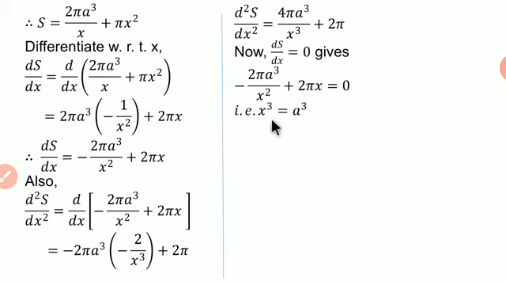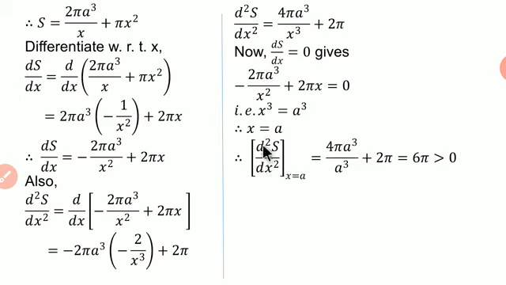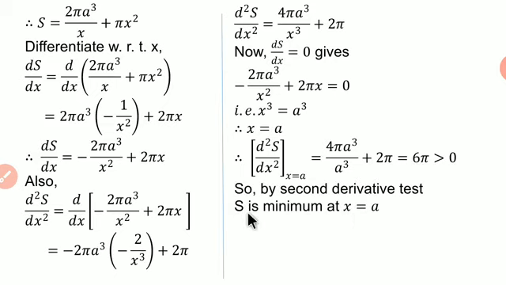So here, if we divide by 2 pi and multiply by x square, we get minus a cube plus x cube is equal to 0, that is x cube is equal to a cube. So this implies x is equal to a. Now for x is equal to a, the value of the double derivative d square s by dx square at x is equal to a is 4 pi a cube upon a cube plus 2 pi. It is 4 pi plus 2 pi, 6 pi. It is positive, means greater than 0. And therefore by using the second derivative test, s is minimum at x is equal to a.